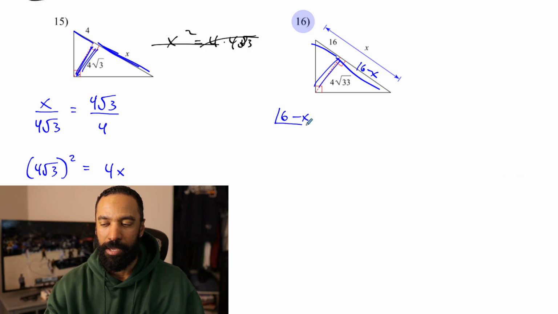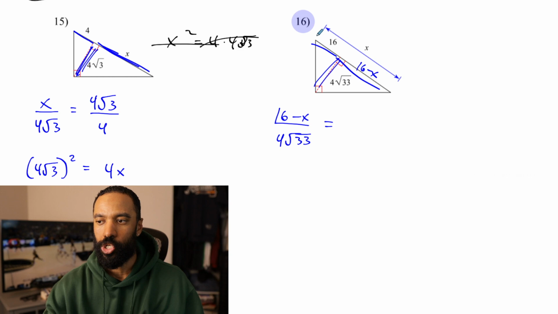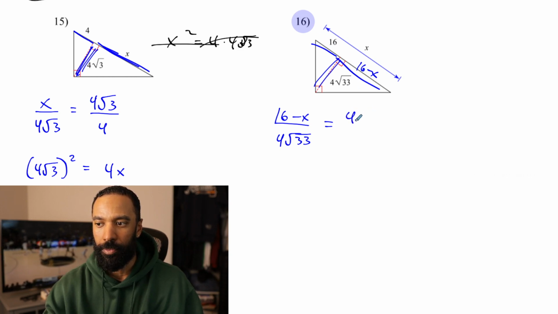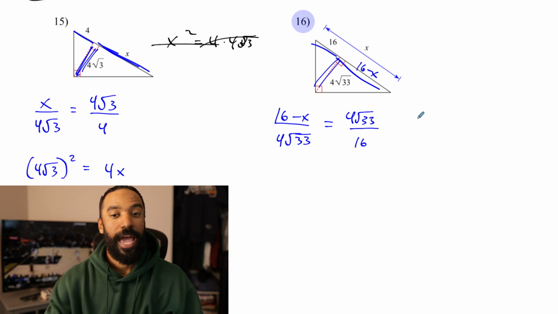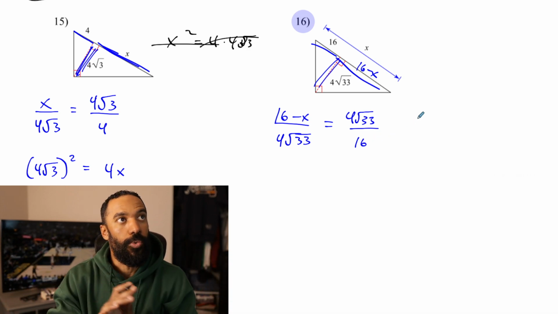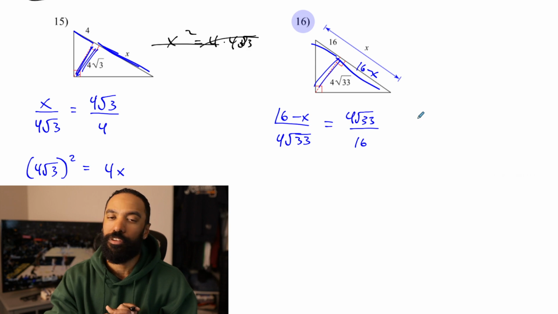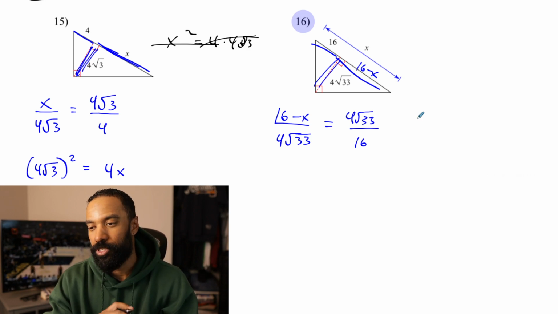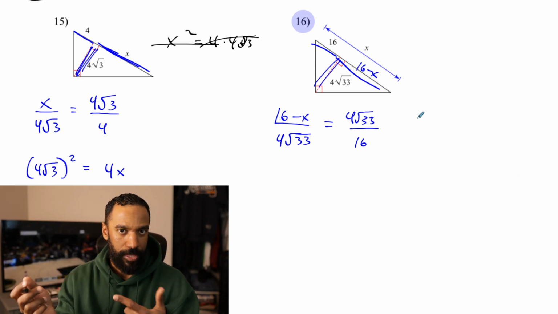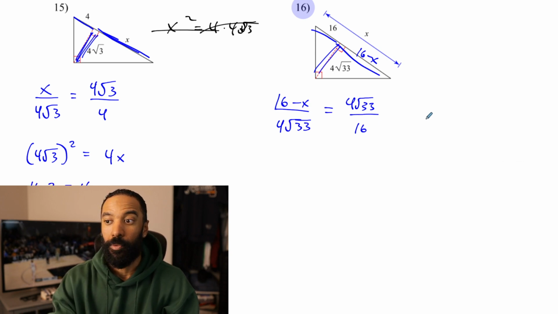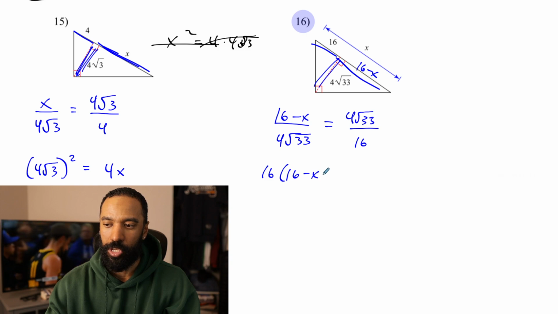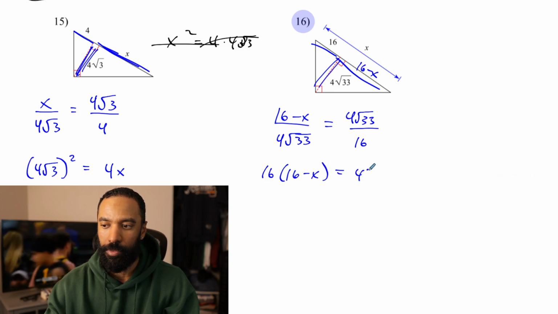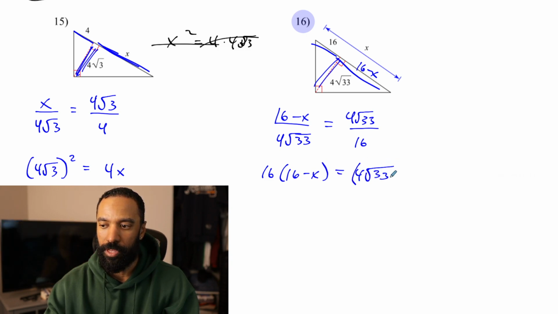The long leg of the medium is to the long leg of the small, 4 root 33, as the short leg of the medium, 4 root 33, is to, once again, the geometric mean of these, the short leg of the small, 16. And you would have to do the same thing if you use the other formula, or do the other thing I mentioned, the Pythagorean theorem bit, which I still want to do. Cross multiply here, now I get 16 times the quantity 16 minus x equals 4 root 33 squared, as both of those multiply with each other.